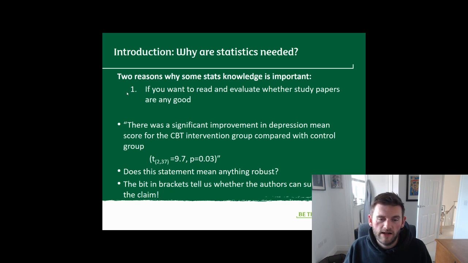They have a t-value and then they have a p-value. Now, if you have no idea what those mean, you cannot say whether that statement about the significant improvement is an accurate statement or not. So does this statement mean anything robust? That's where we use the statistics, those t-values and the p-values, to substantiate the claims that are being made by the author.